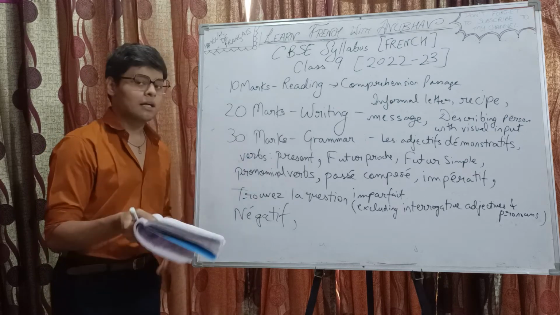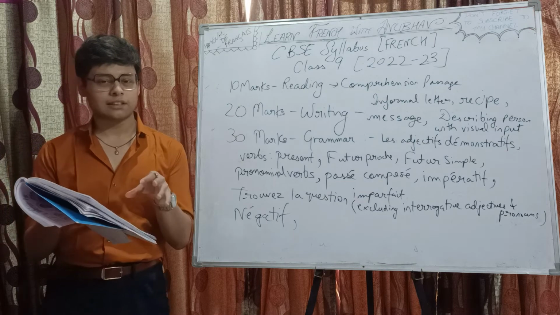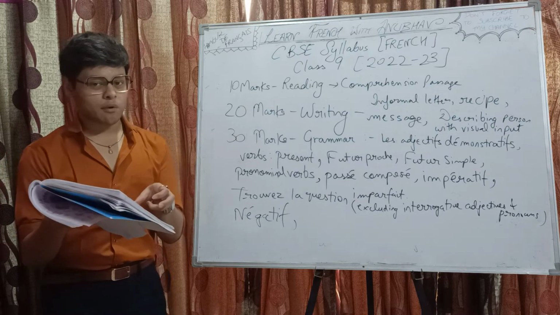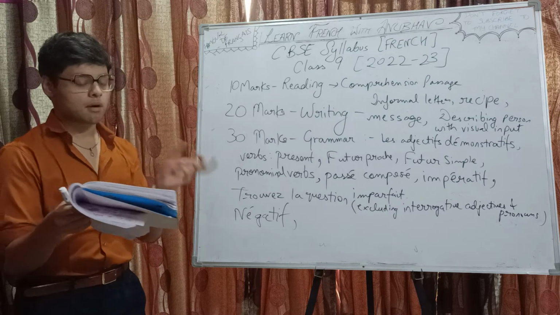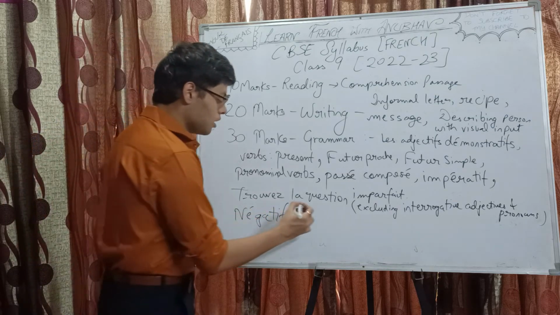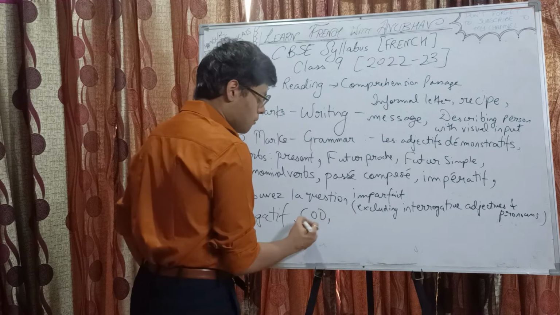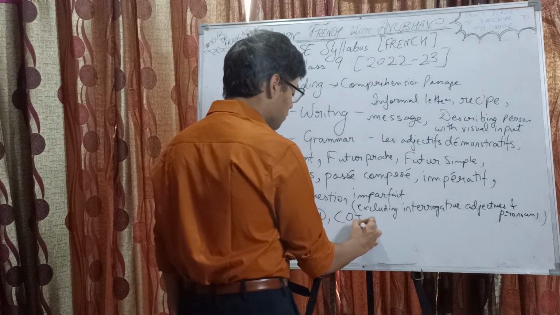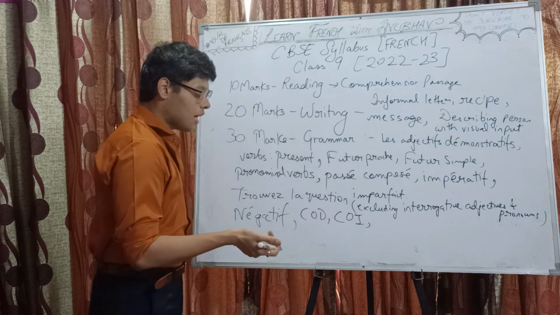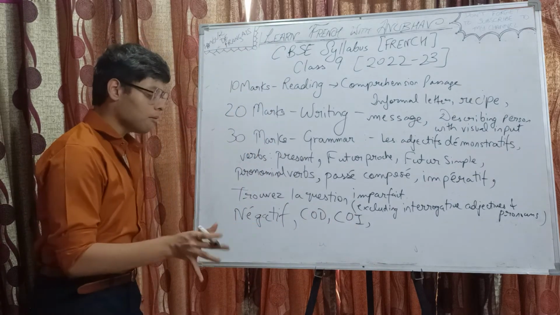Then we have pronom personnel. In pronom personnel, it's clearly specified in the bracket COD and COI. Like if you see the CBSE syllabus on the website, it's clearly mentioned COD, COI. So most probably only COD and COI will be coming. Complément d'objet indirect and complément d'objet direct, right? Le, la, les, and lui, leur. Most probably these will be coming.